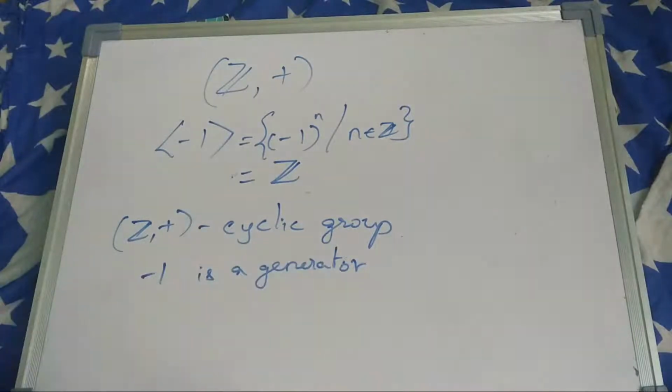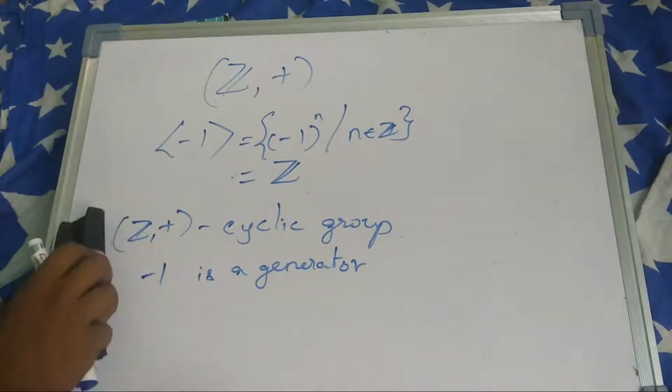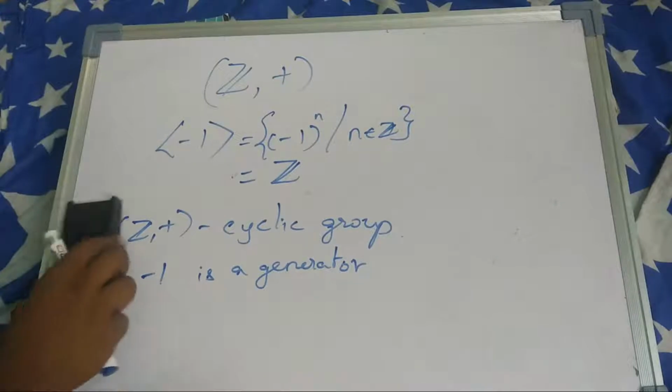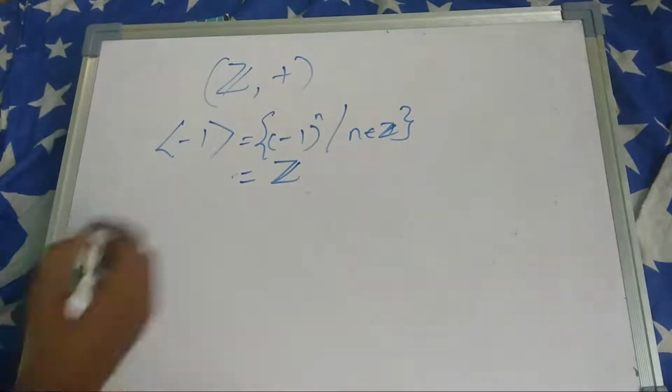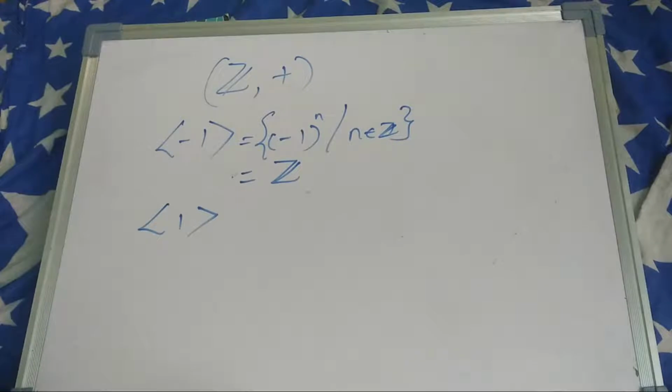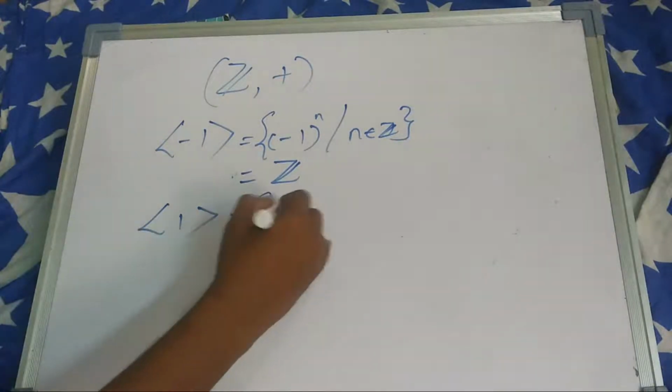Now, when we checked with 5, we also tried to find the subgroup generated by -5. It turns out that it is also the same. Now let us check the subgroup generated by the inverse of -1. So can you please check what the subgroup generated by the inverse of -1, which is nothing but 1, turns out to be?